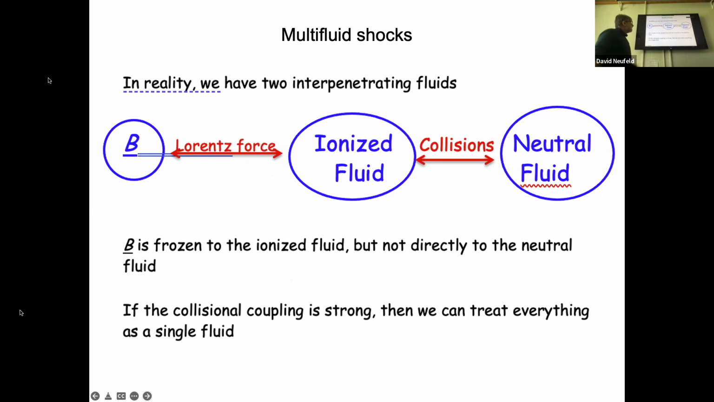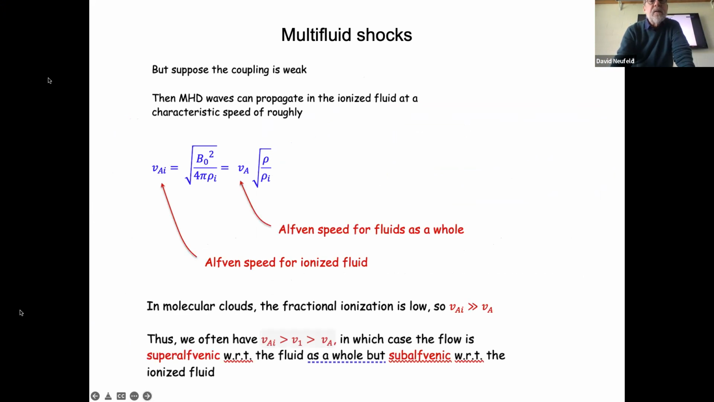So we're often in the case where it's a good approximation not to worry about this fact, but in these shock waves, depending on the strength of the magnetic field that is present and the level of ionization, it turns out that having two different fluids can be very important. The reason is that the magnetic field affects the speed at which a wave motion can propagate.